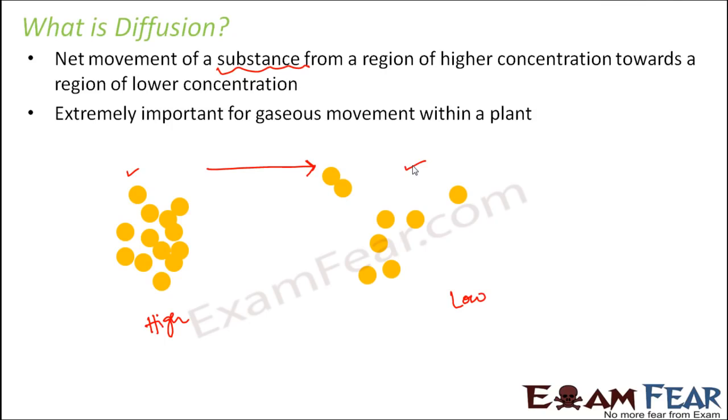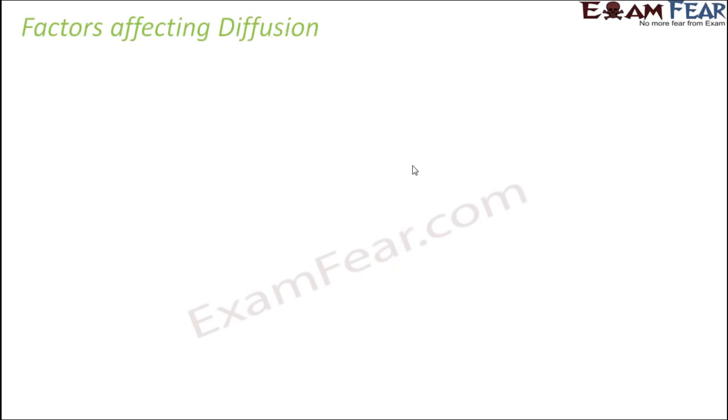Now, what are the factors affecting diffusion? There are quite a few factors which affect diffusion. When I say which affect diffusion, I am trying to say the speed or the rate of diffusion, whether diffusion will happen very fast or very slow. When I talk about the rate of diffusion, what I am trying to say is how fast or how slow the particles will move from a region of high concentration towards a region of low concentration. So let us see what those factors are.